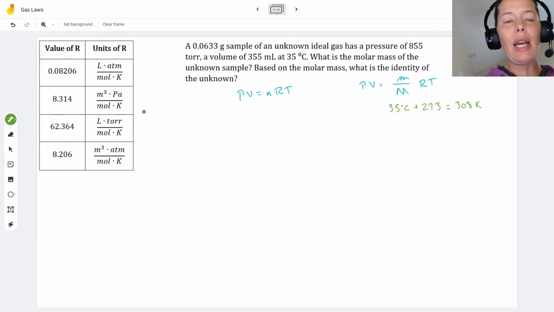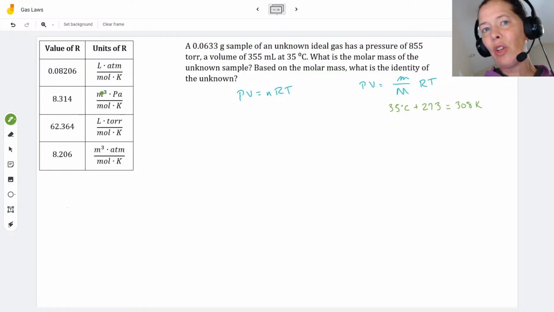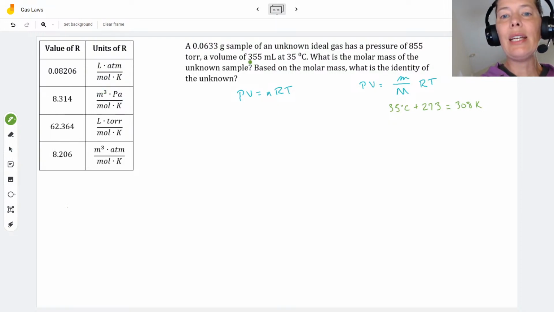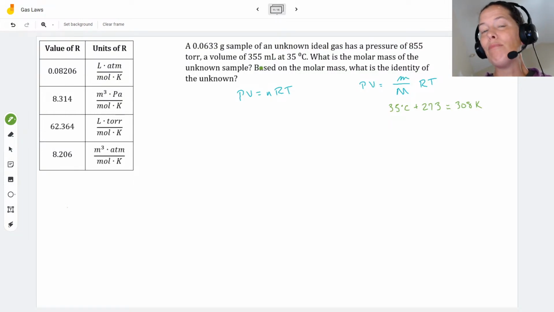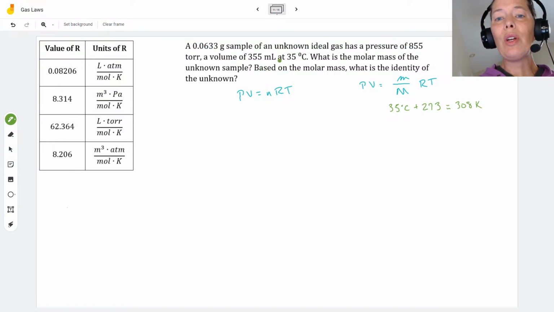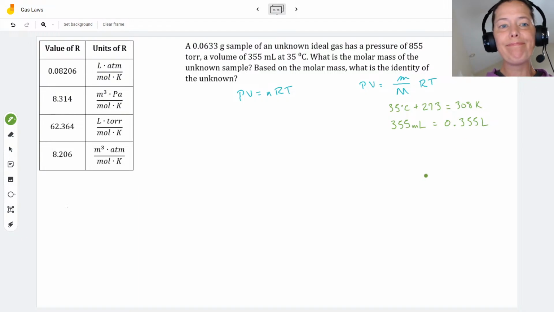Also, if I look at my values for R, I have either liters or meter cubed for my volume. And here I've got milliliters. Again, you can find an R that has milliliters as its units, but I'm going to stick with these values of R I have right here. So I am going to go ahead and convert that milliliters into liters. 355 milliliters is the same as 0.355 liters. All right, so I think our units are going to work now with our ideal gas law.